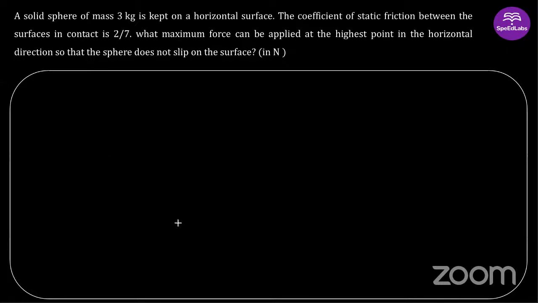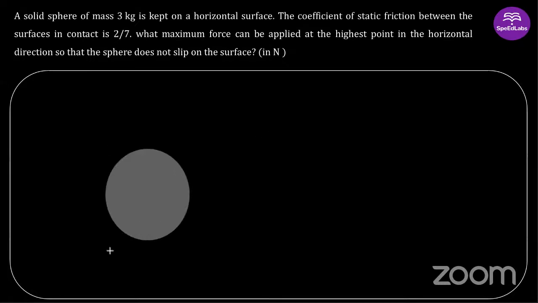A solid sphere of mass 3 kg is kept on a horizontal surface. So this is the horizontal surface. The coefficient of static friction, mu s, is 2/7. And what maximum force can be applied at the highest point in the horizontal direction? So I am applying at this point in the horizontal direction some force. This is F. And they are saying so that the sphere does not slip on the surface.